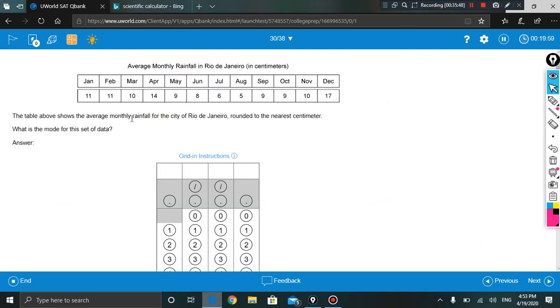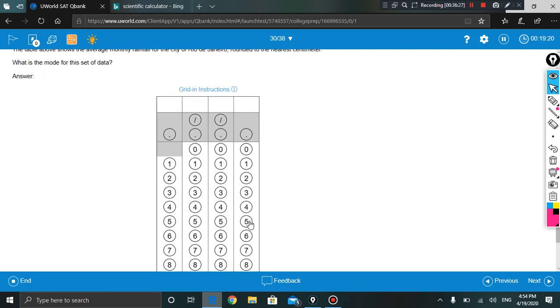What is the average monthly rainfall of the mode? The most repeated one. 11 is repeated, 10 is repeated 2 times as well. 14 is not repeated, 9 is repeated 3 times. 8 is not repeated, 6 is also not repeated, 5 neither. 9, it's 9. The mode here is 9 because it's the most repeated. It's repeated 3 times. Next.